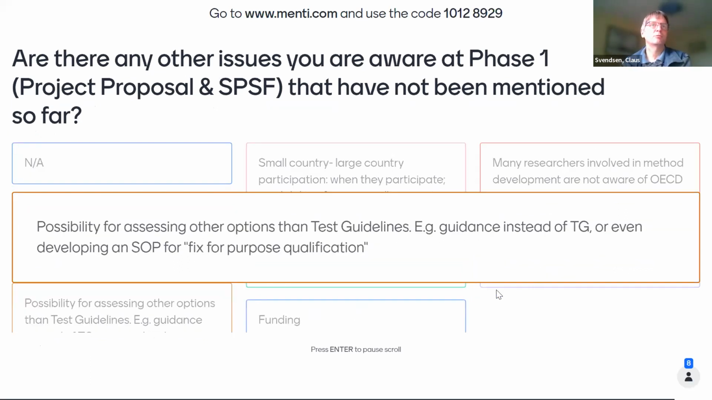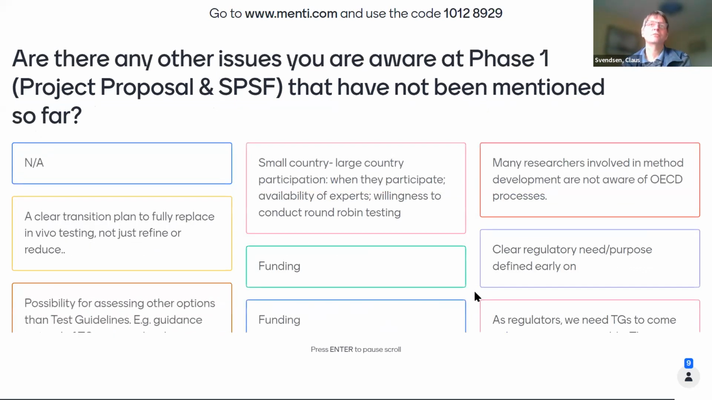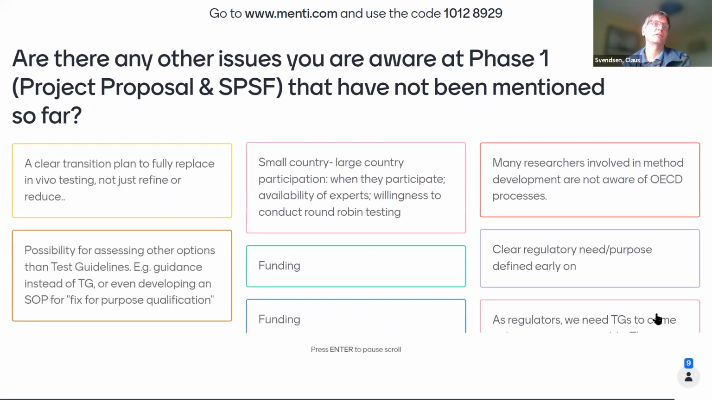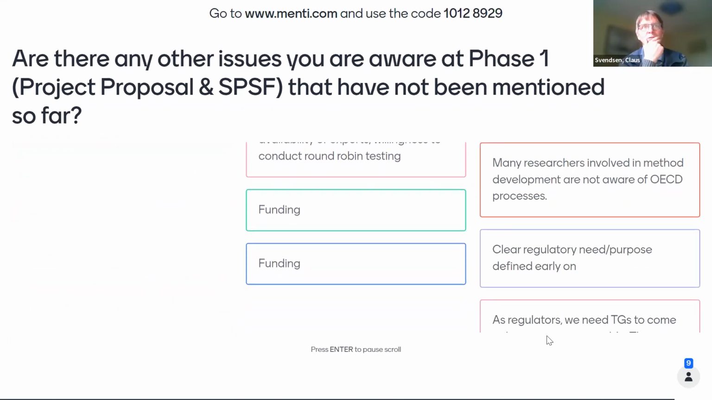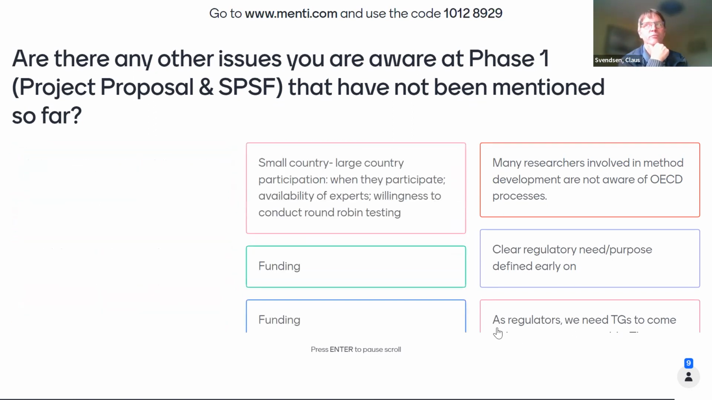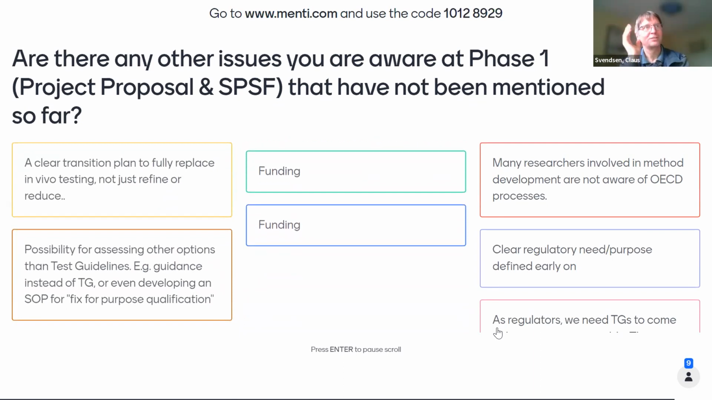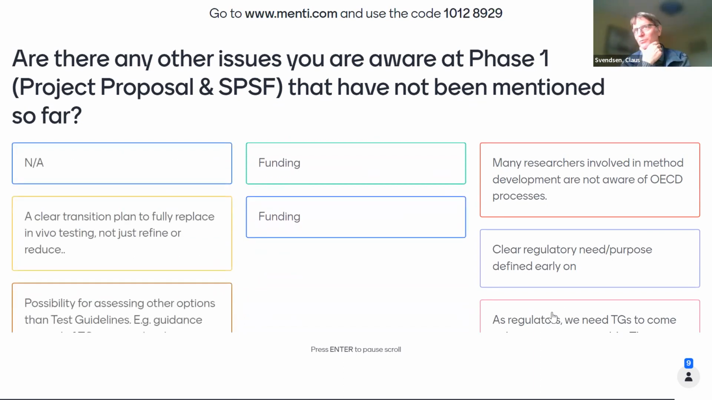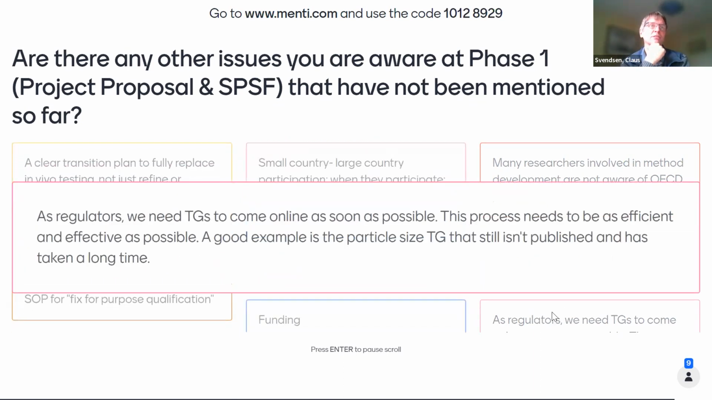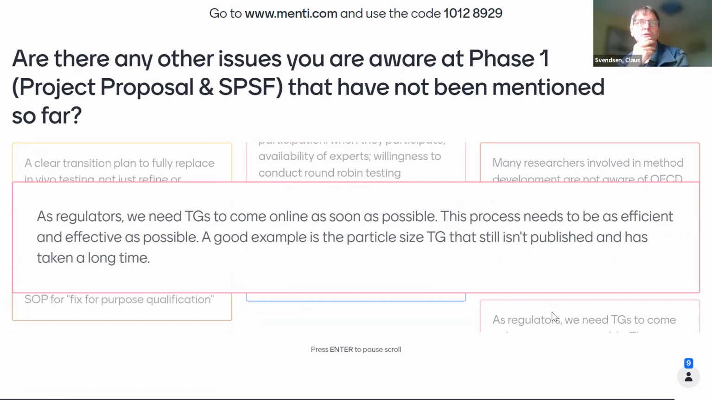Possibility for assessing other options and test guidelines. Yeah, so guidance, indeed, if there is, as Maria Luisa showed, if there are test guidelines there that just need modifying, it'll be a faster process to go through, but speedily deliver a guidance document that says how that can be used more appropriately for new technology.